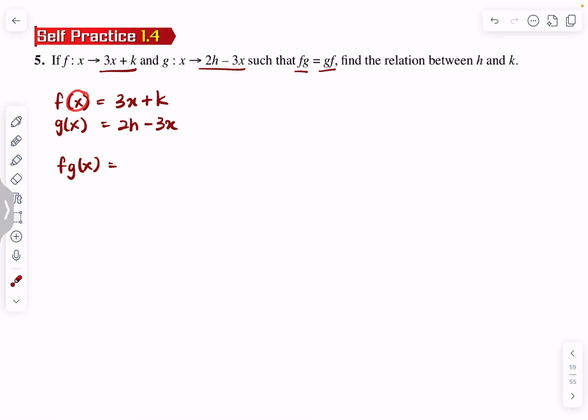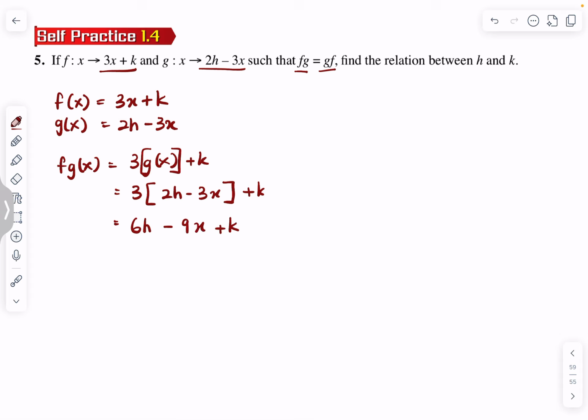So if f(x) is 3x plus k, f(y) is 3y plus k, fg(x) would be 3g(x) plus k. We know g(x) is this, so we sub this into here. Then we expand: 6h minus 9x plus k. Right, this is our fg(x).